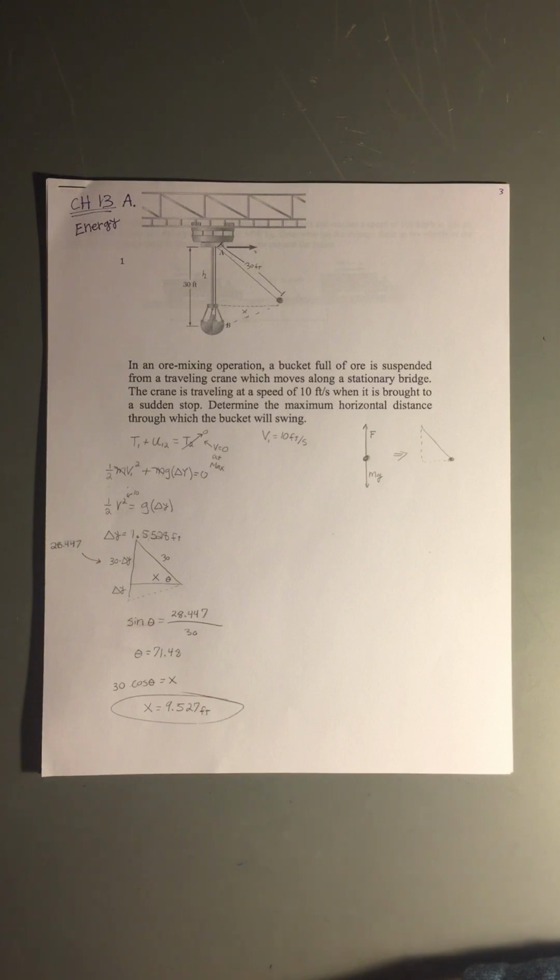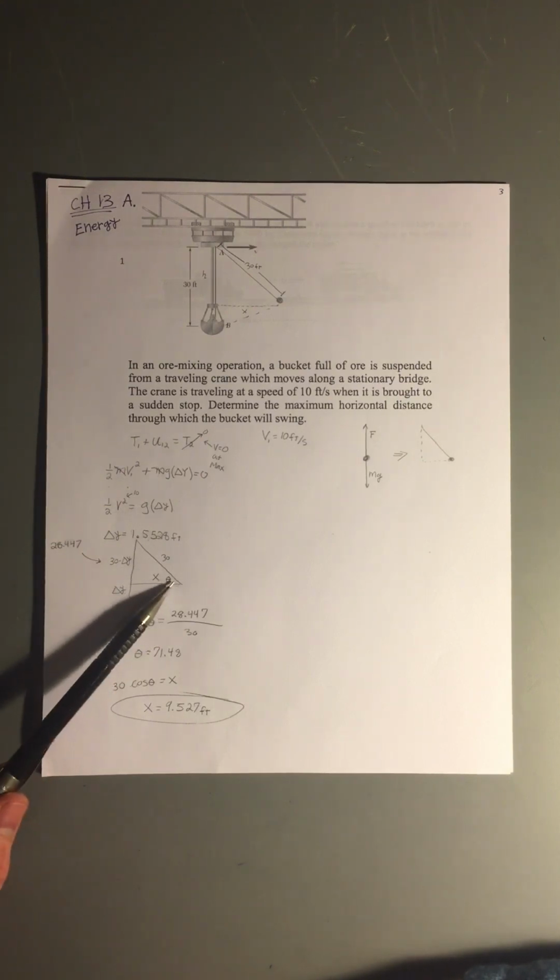At this point, all we need to do in the problem is a little geometry. We have these two triangles, so I redrew those here. We know that this length L is 30 feet, and we can calculate this using the delta y that we found, so we know that's 28.447 feet. I used those two to find this angle here.